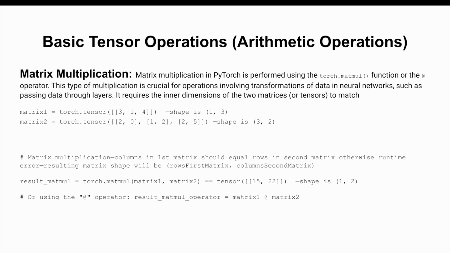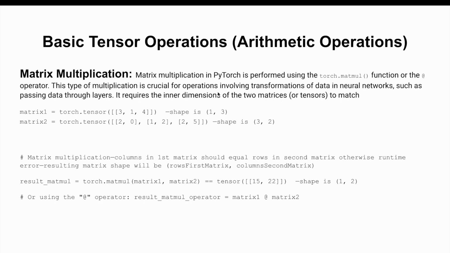We won't be doing it directly when we are writing our models, but this is part of what our models are going to be doing as they learn, as they pass data through the layers. So it's just good to have an idea of what's really happening. There's a lot of mathematics happening, and some of this mathematics involves matrix multiplication, and it normally requires the inner dimensions of the two matrices or tensors to match. This is very important.